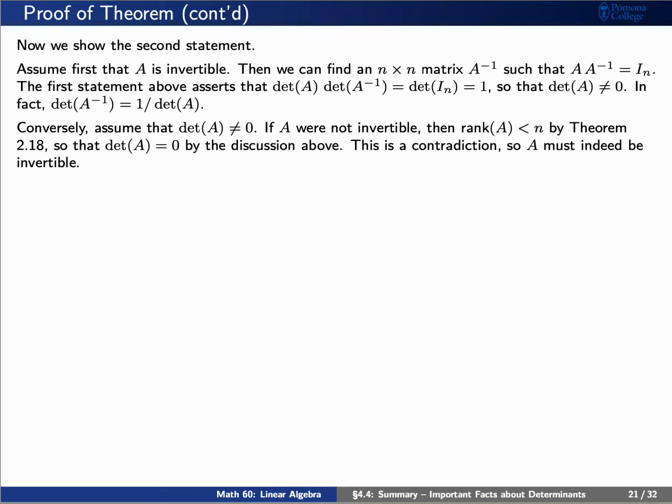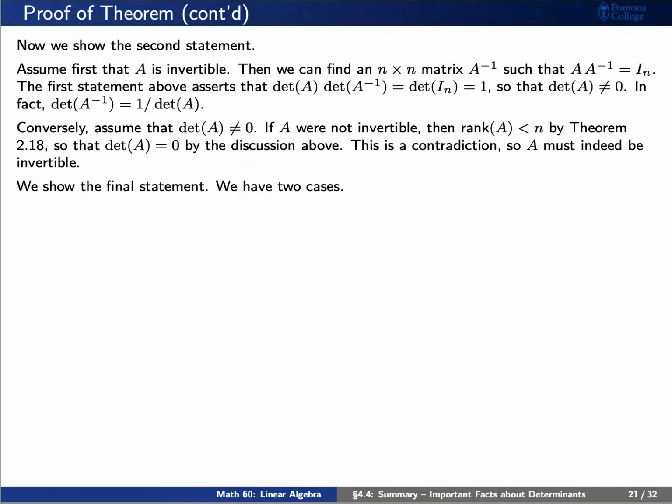Conversely, let's say that the determinant of A is non-zero. We're going to prove that A is invertible. So, by way of contradiction, let's say that A is not invertible. If this were the case, then the rank of A is strictly less than n, so the determinant of A must be 0 by the discussion above. This is a contradiction.